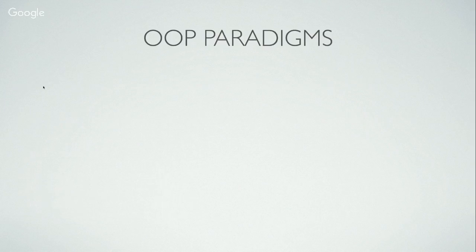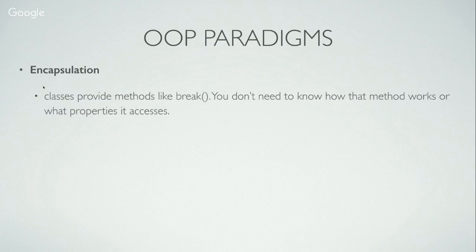And now there are also other different paradigms in OOP, or object-oriented programming, that we have to talk about, which is first of all encapsulation, which means that classes provide methods like break. You don't have to know exactly what break really does. You can simply call the method and the car does it. So the same thing it is with its properties. We don't exactly need to know what properties our break function really accesses, but we can use it. And this is encapsulation.